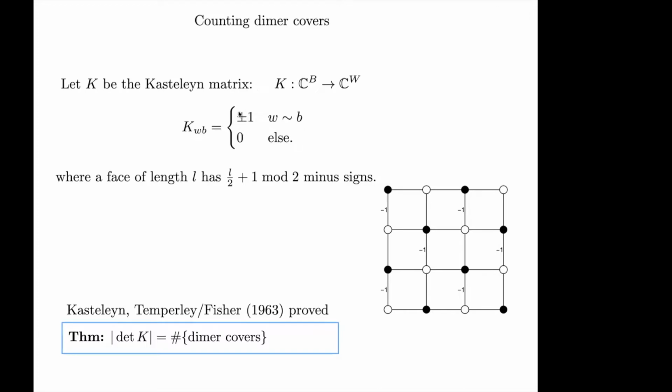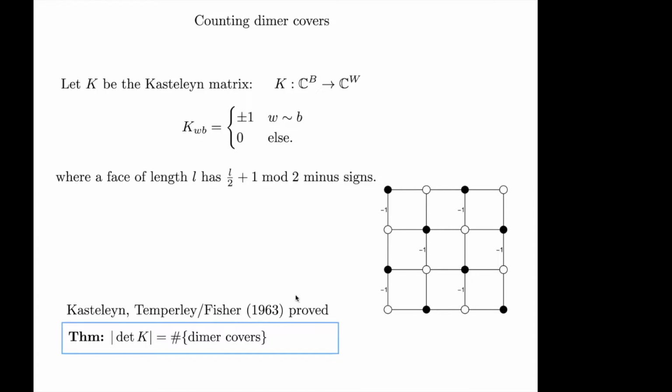How do you choose the signs? The signs are chosen according to the so-called Kasteleyn rule: if a face has length L, it should have L over 2 plus 1 modulo 2 minus signs on it. For example, if your graph is a square grid, all the faces are squares, so each face has to have an odd number of minus signs. Here's an example of a set of signs satisfying the Kasteleyn rule. In some sense, all other choices of signs are equivalent to this one. They're gauge equivalent in a well-defined sense.